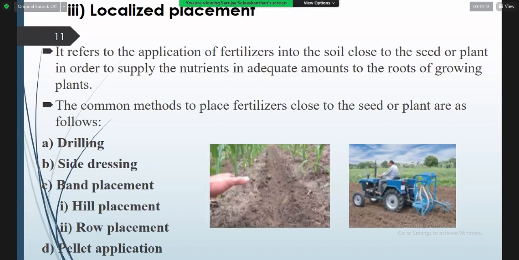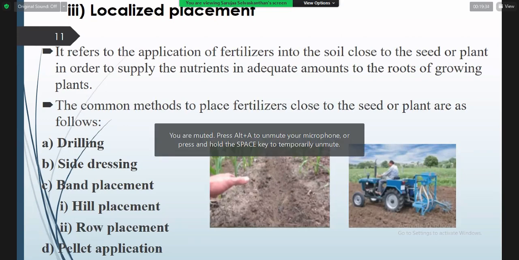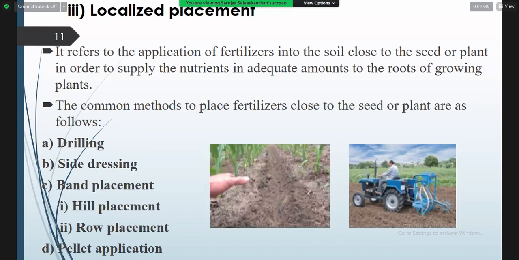Then we can move to localized placement. Localized placement refers to the application of fertilizer into the soil close to the seed or plant in order to supply nutrition in adequate amount to the roots of the growing plant. The common methods of placing fertilizer close to the seed or plant are drilling, side dressing and band placement. Band placement has hill placement, row placement and pellet application. You can see them one by one.